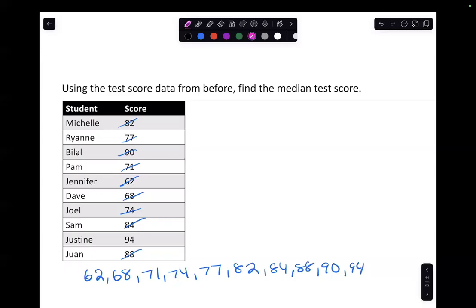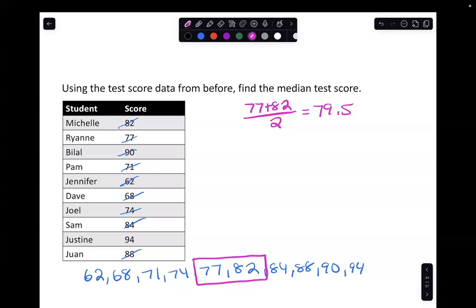So since you have an even number, it'll be halfway between these two values. Yes, good. 79.5. Great job, both of you. All right, 79.5 is our median there.